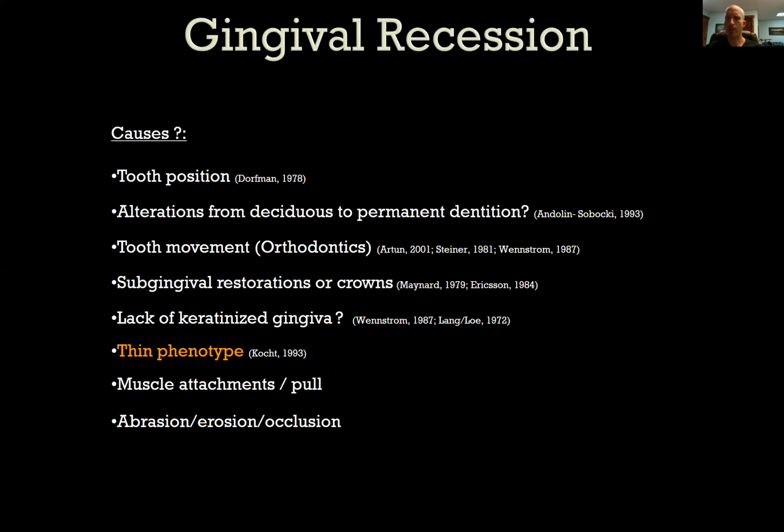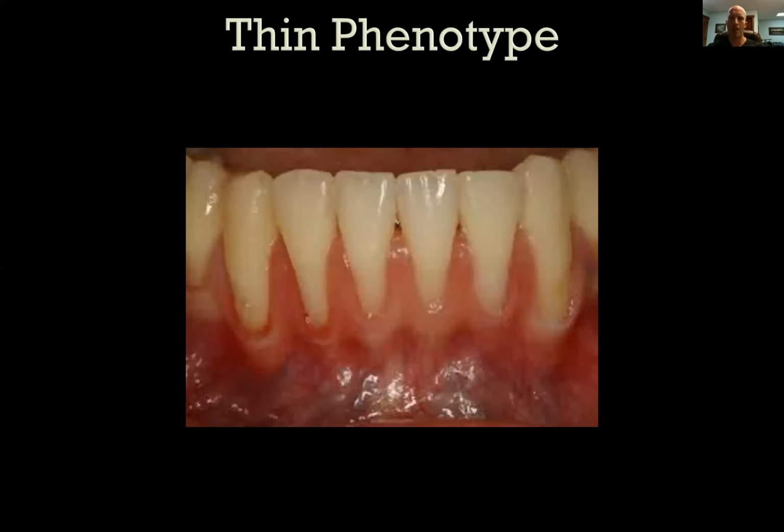So just to review, lack of keratinized gingiva on natural teeth without recession is not an indication for grafting. In my opinion, however, a lack of keratinized gingiva around a dental implant is an indication for gingival grafting. Thin phenotype.